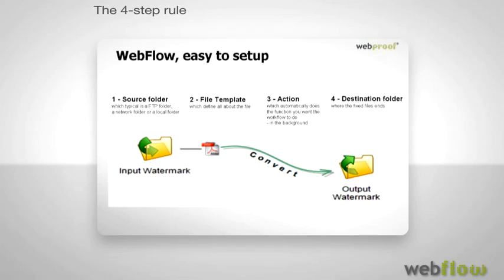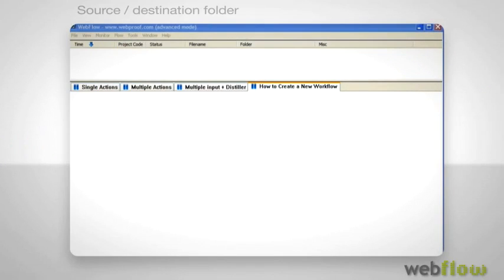Remember that a workflow consists of four elements: a source folder, which is typically an FTP folder, a network folder, or a local folder; a file template, which defines all the info about the file; an action, which automatically performs the function you want the workflow to do in the background; and a destination folder, where the processed file ends. When you remember those four steps, you can go on and on adding new workflows to existing workflows. It's only your imagination which limits you. Remember, just four steps. First, let's choose a source and a destination folder.